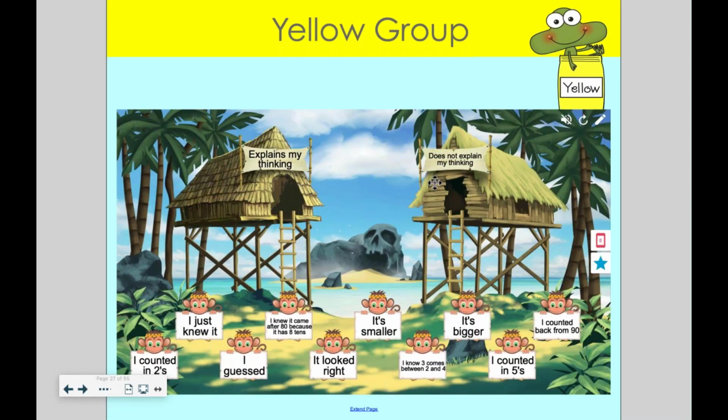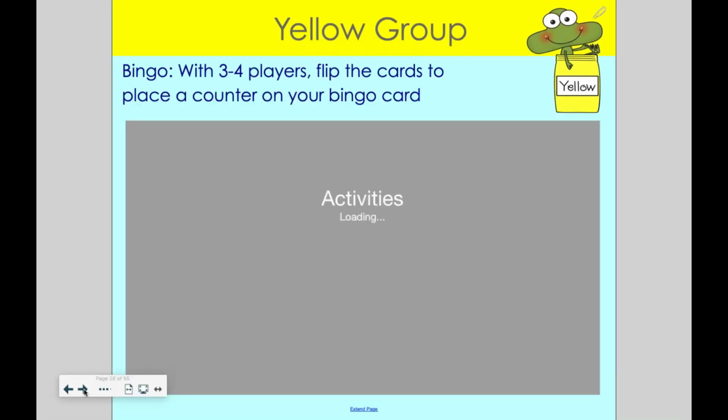So this again was that explaining their thinking. To get a very high, they had to explain it in more detail. So using ones like, I knew it came after 80 because it had 8 tens. I know 3 comes between 2 and 4. So they're having to explain using some more details how they've come to their answer.